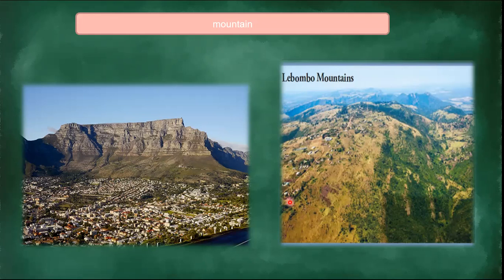Now we have Tabiso. Enter your name. Ma'am, a mountain, ma'am, is a big rock, ma'am, with steep sides, ma'am. Yes, as you can see, it is very big and it has steep sides. Thank you very much, Tabiso.